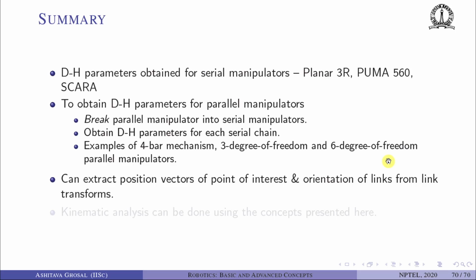Once I have the DH parameters, I can find the orientation and position of any link with respect to some fixed link or any other link, and then from that we can extract the position vectors of points of interest or the orientation of links from the link transformation matrices. And then we can do kinematic analysis. We will see in the week after next how we can do kinematic analysis for both serial and parallel robots based on whatever we have learned and discussed here.